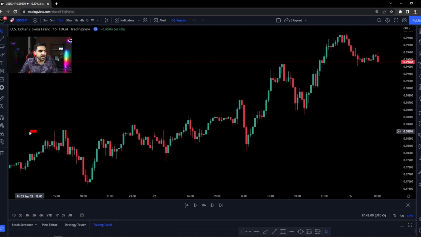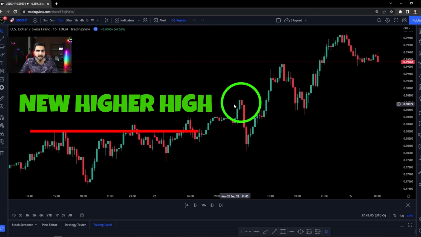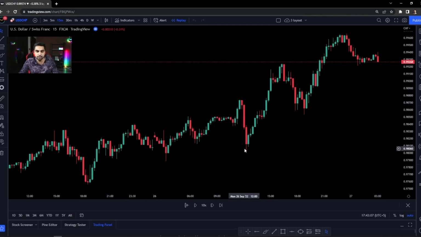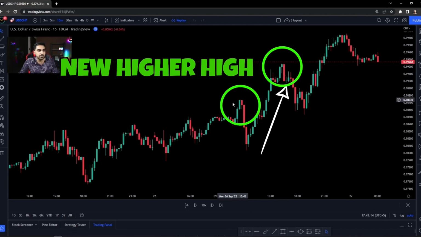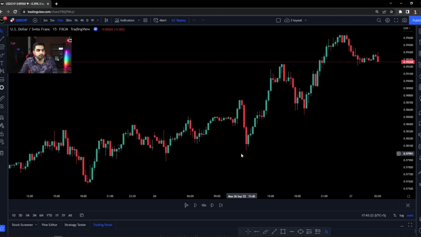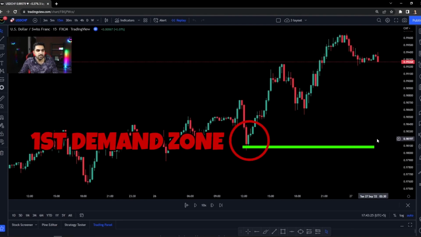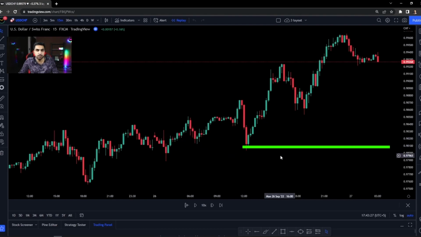Now firstly, we had this break of resistance area that we broke and created a new higher high here. After that, we made a movement to the downside, and from this level we made a strong movement and created a new higher high. We broke this previous higher high and made a new higher high here. And once we made a new higher high, the first demand zone that we had is right here.